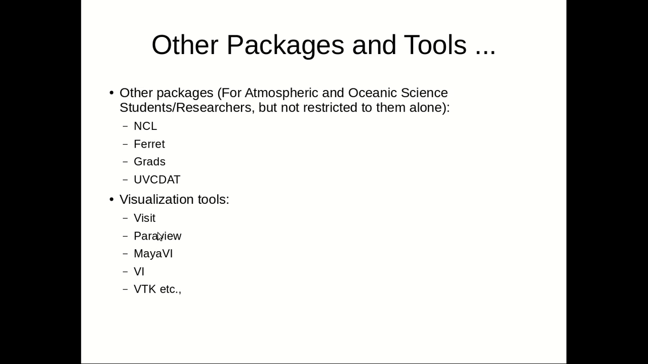And finally, just to give a slight conclusion, there are other packages that can also be considered. These four are actually meant for atmospheric and oceanic science students and researchers, I mean those people who work with the studies of atmospheres and oceans. But I'm not restricting them to this, and several other people can use them too. Some of them are NCL, Ferret, GrADS, and UV-CDAT. NCL, Ferret and GrADS are very popular, and even UV-CDAT is very popular. UV-CDAT is more Python based.